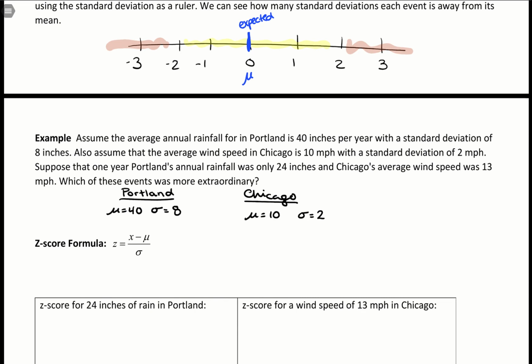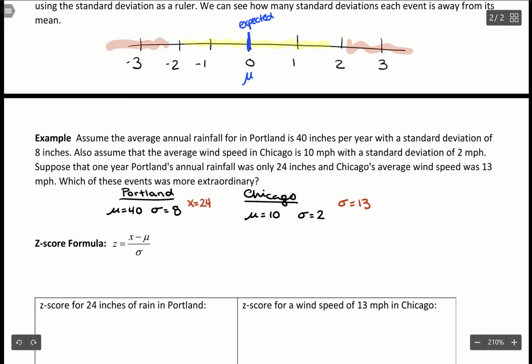We can't compare them directly, meaning that when they tell us that Portland had rainfall of 24 inches and Chicago had a wind speed of 13 miles per hour, and we want to see which is more extraordinary, we can't just compare the 24 to the 13 because they're on a different scale and they operate with different expected values and how they spread out. And that's where we need z-scores. We need to figure out how does that one data value compare to the center and spread that we expect.